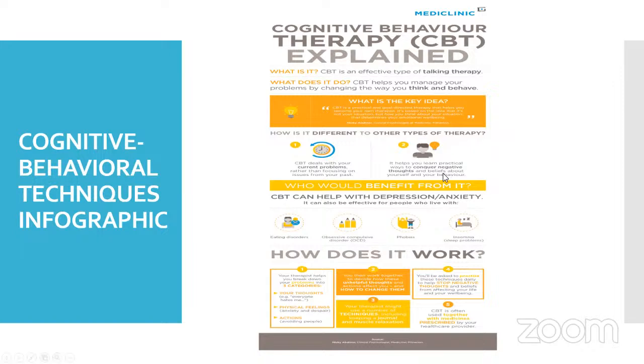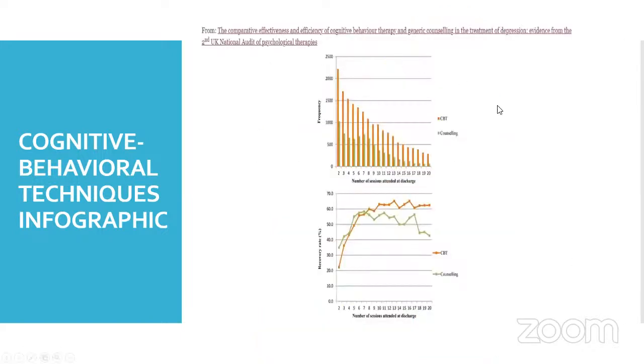Okay. Now next is a database infographic of cognitive behavioral techniques. This is a study of the UK National Audit of Psychological Therapies. Here I have mentioned the paper from which I have taken it. Number of sessions attended at discharge and frequency is there. This orange color represents CBT and this green color represents counseling. So CBT is doing a good job here, right? Many people are attending the sessions.